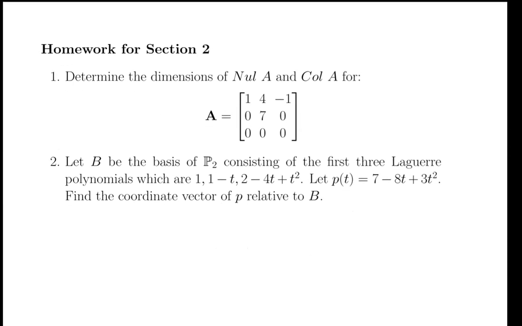Okay. And then, of course, the homework is very similar. We have dimension, null space, and column space for the given matrix A. And then we're back to these little polynomials.